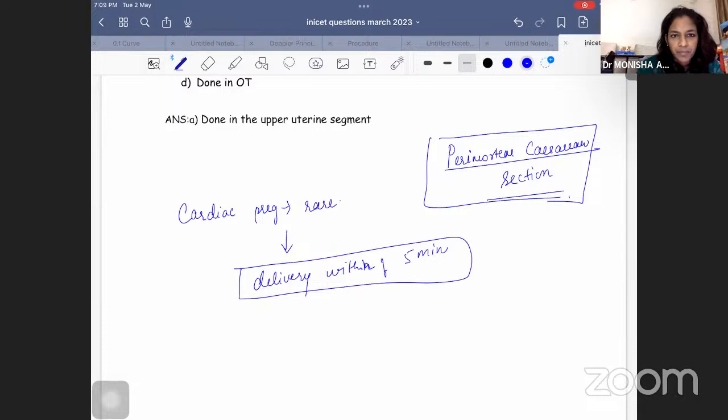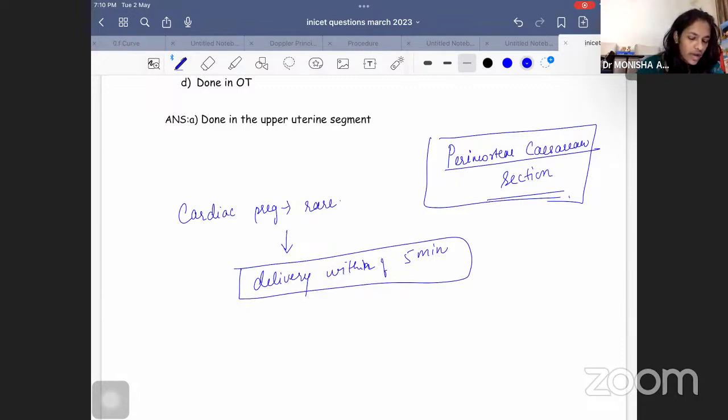Is it lower or upper? See, upper uterine segment you go, that is easier to approach. Lower uterine segment takes time. Whenever you have to do a quick cesarean, you have to take out the baby immediately. Then the upper uterine segment is the earliest, the easiest to approach. So the answer will be upper uterine segment.